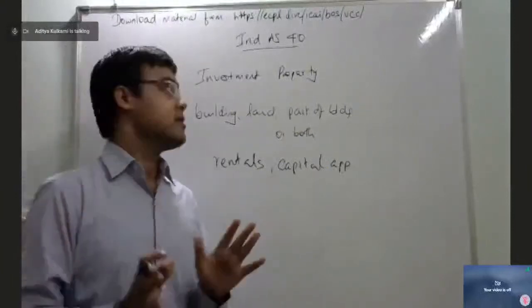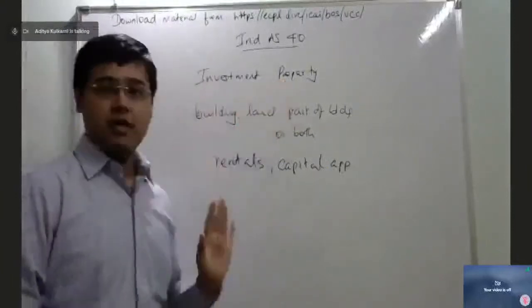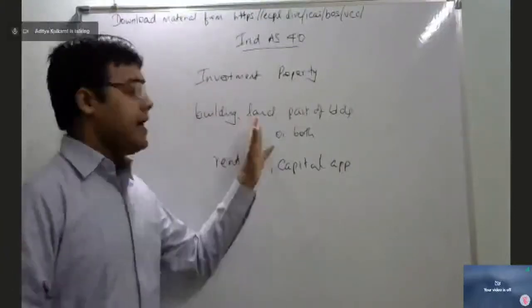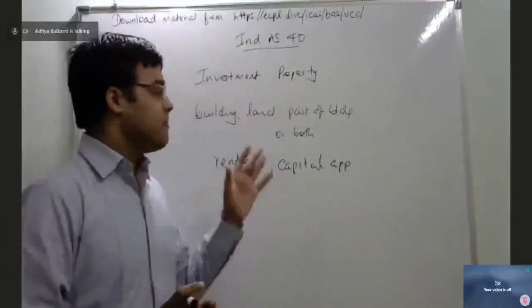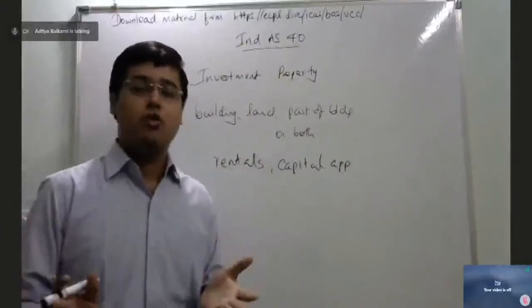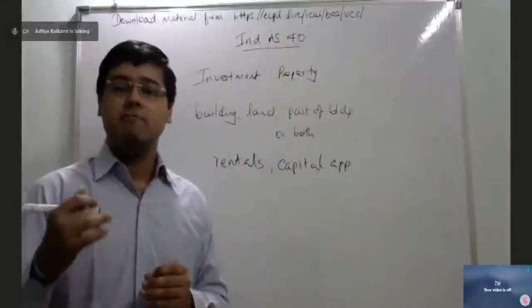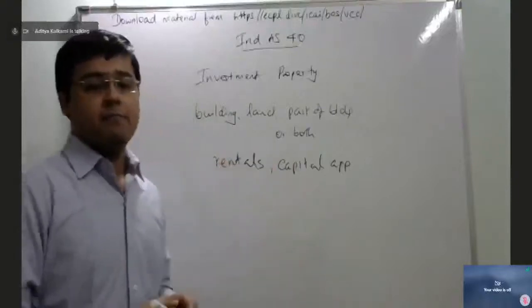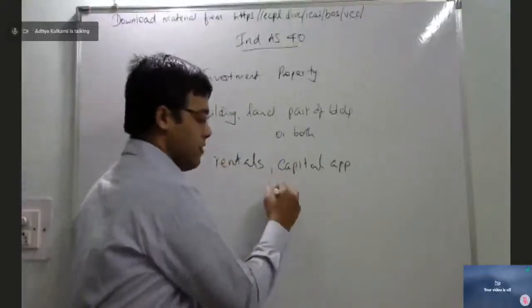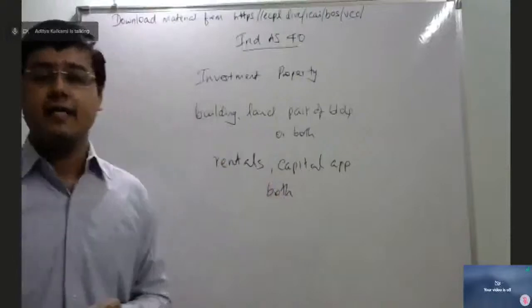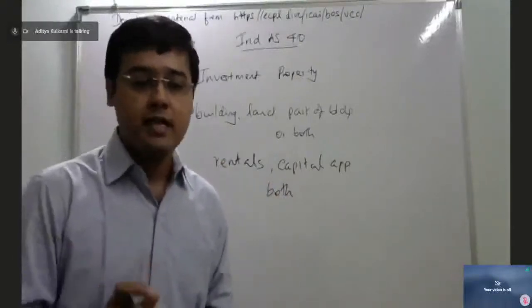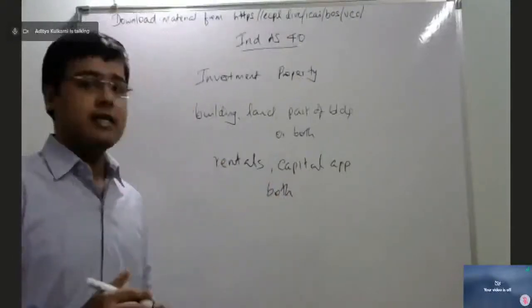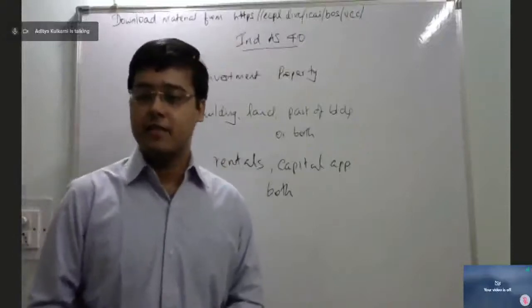So, simple things, property held for investment, it could be land, it could be building, it could be part of building, or it could be both. And it is held specifically for earning rentals or for capital appreciation, or it could be for both. That means rentals as well as capital appreciation.